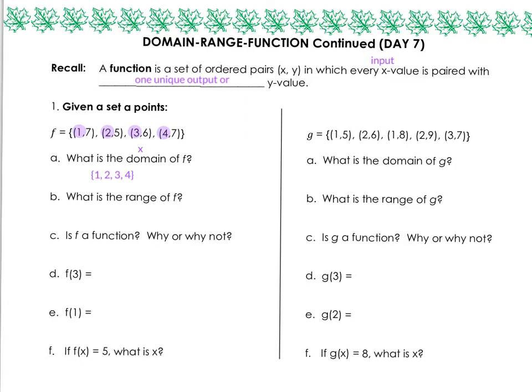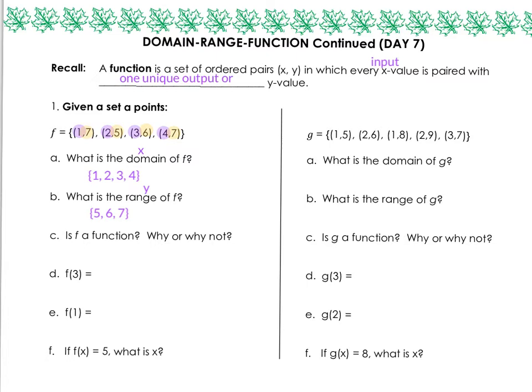The range, your y values, I'm going to highlight in a different color. I highlighted them in yellow so you could really see the difference. So my y values, my range, my outputs are 7, 5, 6, and 7. Again, remember, we want to put them in order from least to greatest, and we want to make sure we're not repeating any of the values. So the range is the set of values 5, 6, and 7.